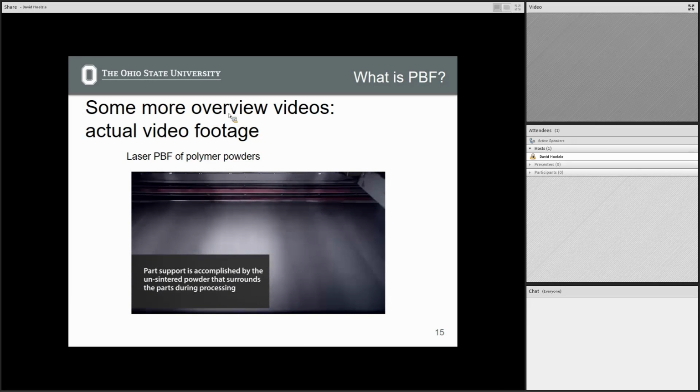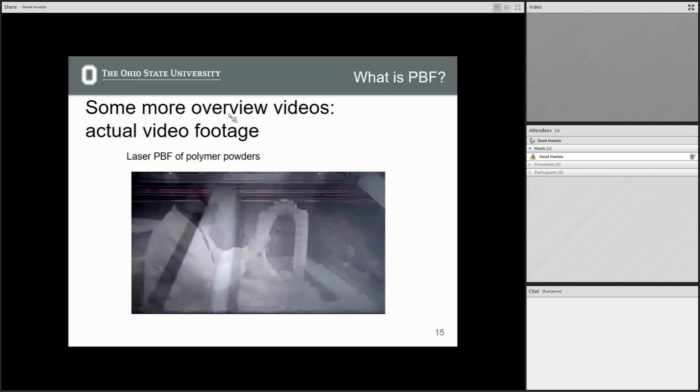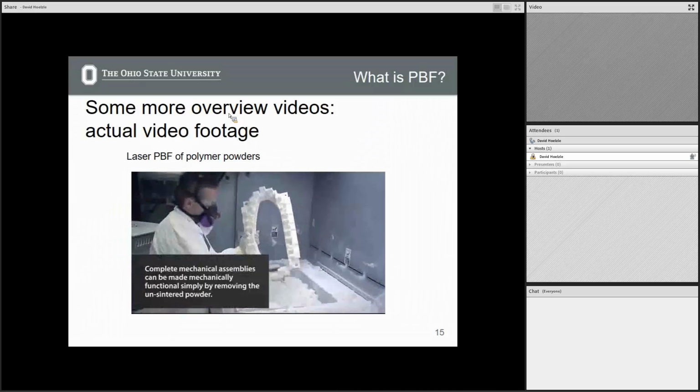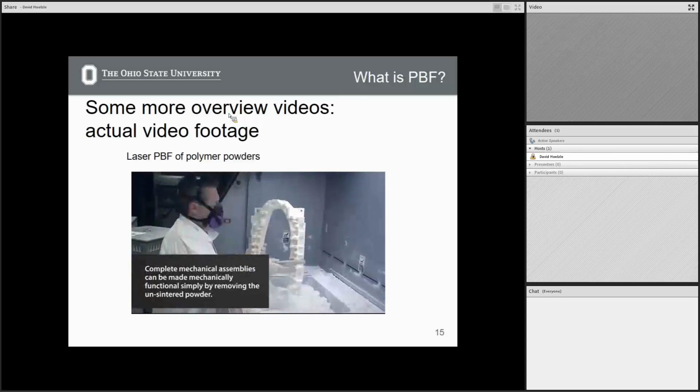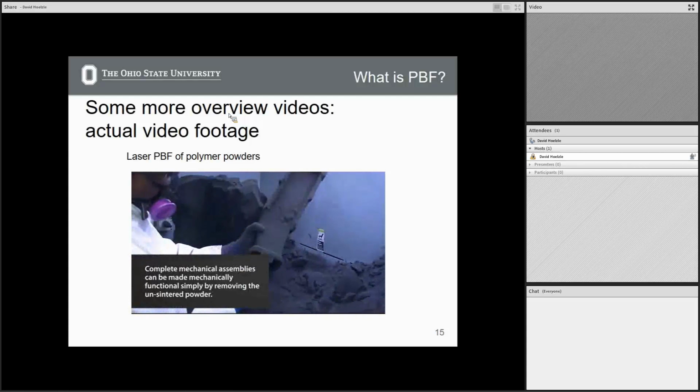As we discussed in that one table, the main difference here is that you don't have to use support structures with powder bed fusion for polymers. That's because your temperature gradients aren't that high, so it doesn't require all that much temperature to melt a polymer.